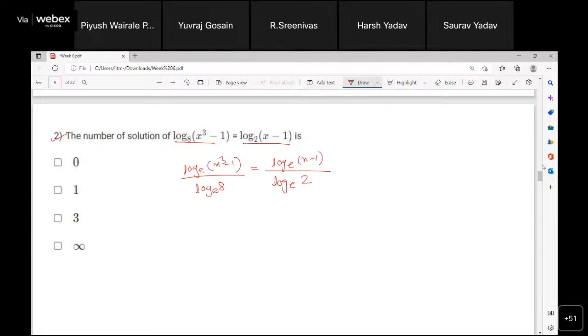Now I can write this 8 as 2 to the power 3. So I am just doing a correction here. That will be 2 to the power 3, right? So it will be ln of x cube minus 1 over 3 ln of 2 equals ln of x minus 1 over ln of 2, right? So this ln of 2 will get cancelled. Now this 3 will go to this side. So what will I get? Log to the base e of x cube minus 1 equals 3 log to the base e of x minus 1, right? Now tell me, how shall I approach this? Anyone?